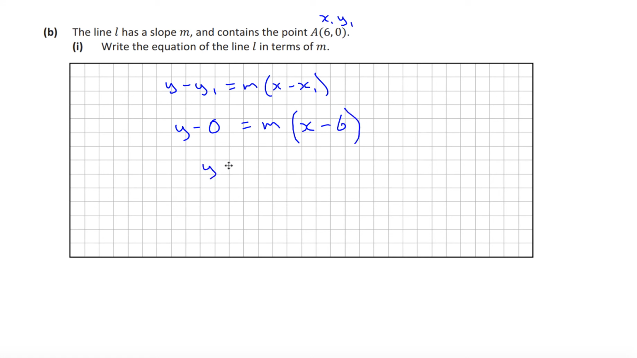So that becomes y is equal to m bracket x minus 6. They haven't asked us to put it in any particular form, so that's fine in that form. And that's the end of part B1.